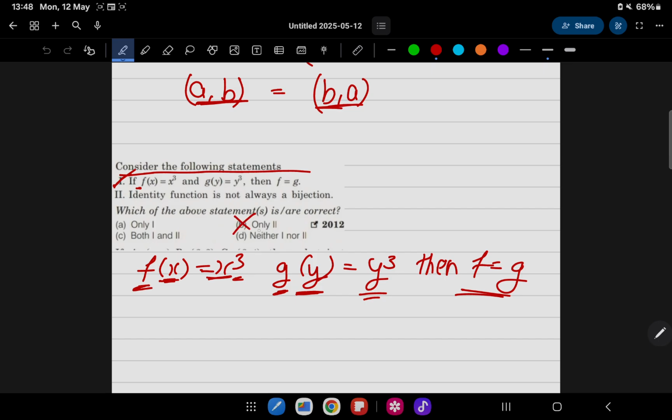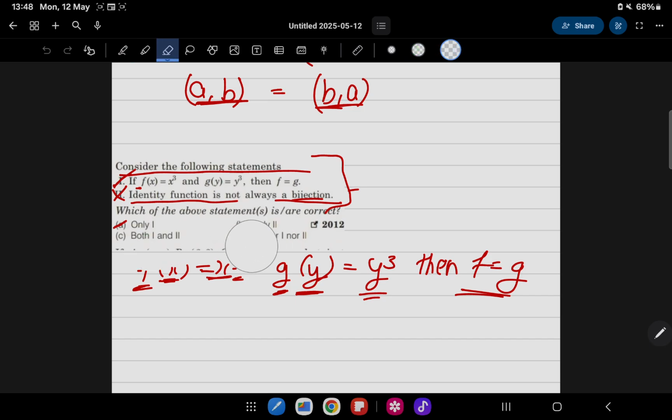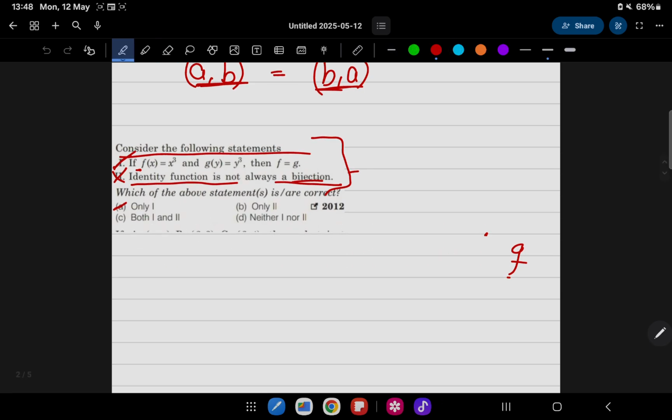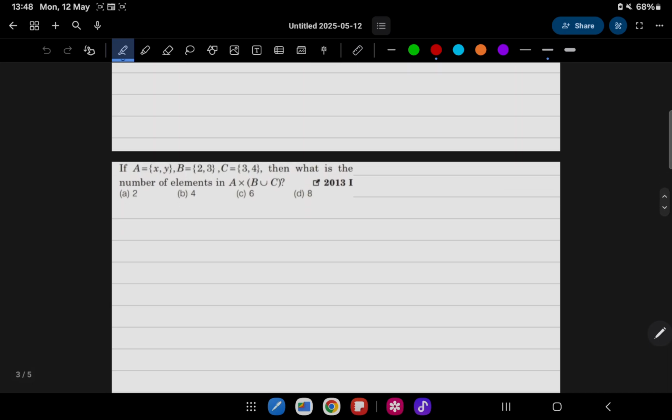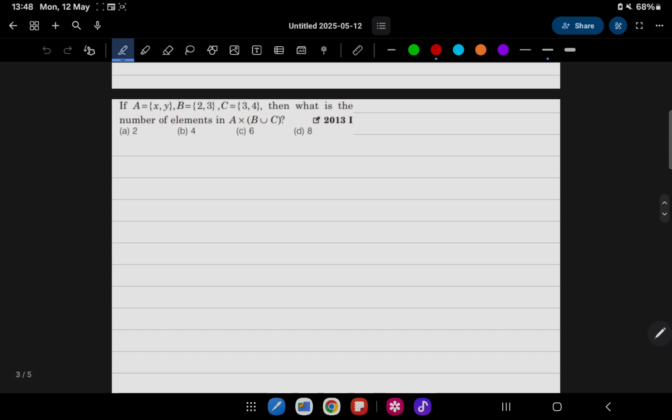So here, only two, no, neither one nor two. Here, the identity function is not always a bijection. There was a property that the identity function is always a bijection, meaning it will be both one-one and onto function. So this statement is wrong, so only one is correct, the correct answer is option A. Okay, so let's proceed to the next question.